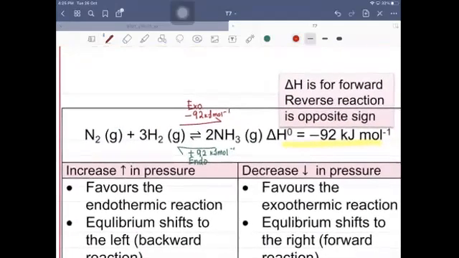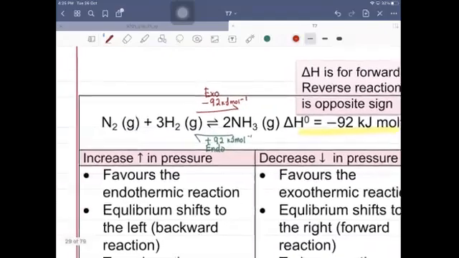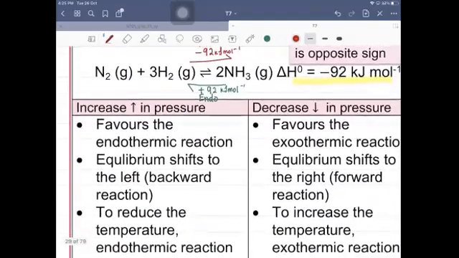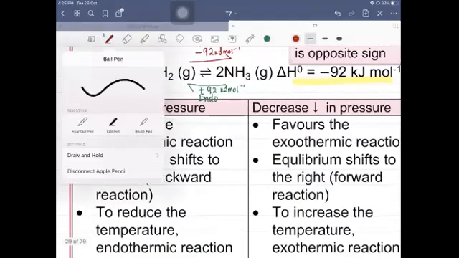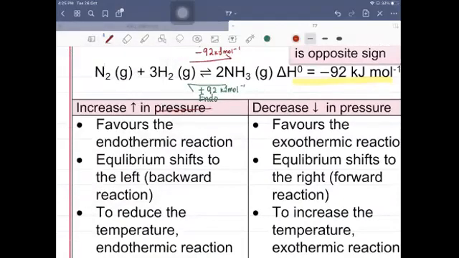The delta H that is given to you in papers, in exams, in textbooks is always referring to the forward reaction. If you want to know the delta H for the reverse reaction, it's the same value but the opposite sign. Increase in pressure, decrease in pressure. So that's obviously a typo that I forgot to change. It's a copy and paste. Increase in temperature or decrease in temperature.